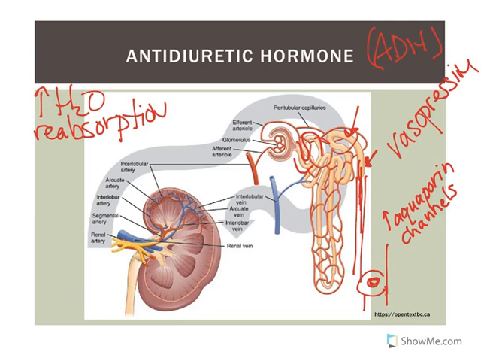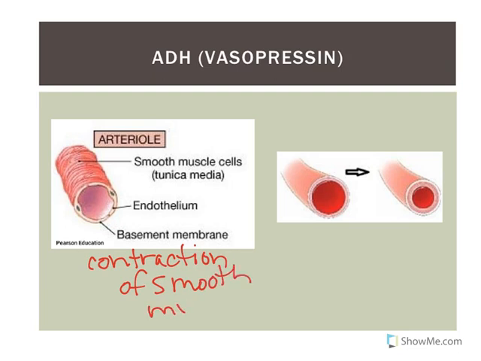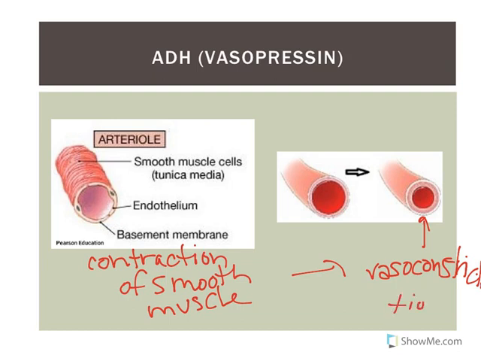It also targets blood vessels, specifically the smooth muscle of blood vessels. And so when it does that, it triggers the contraction of that smooth muscle. And the end effect is you get vasoconstriction. So you see right here, vasoconstriction. The blood vessel constricts. Spell it out here. And so that would actually decrease the amount of blood flow. It's going to play an important role in blood pressure.